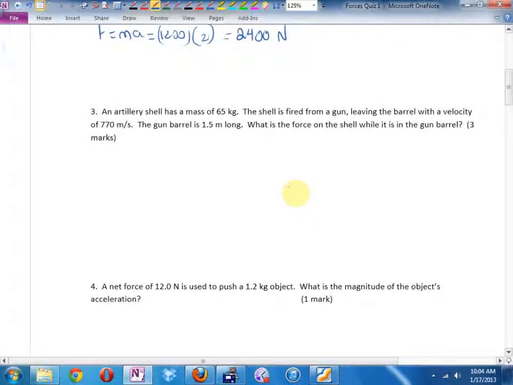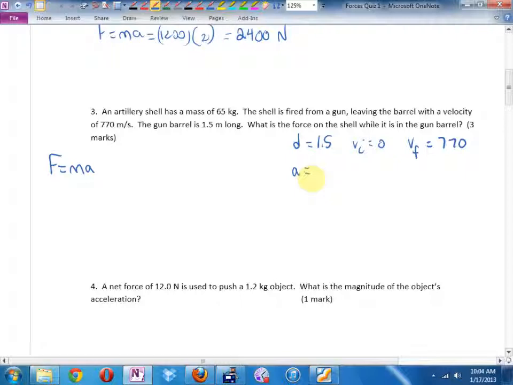Number 3, artillery barrel. Okay, they want the force, so I'm going to start out by saying, well, the force is mass times acceleration. I know the mass. I don't know the acceleration. However, I do know that, and I know that, and I know that. So it seems to me I can find that.